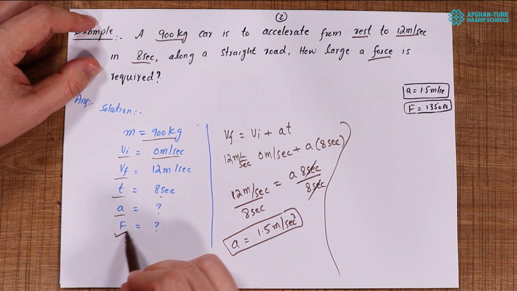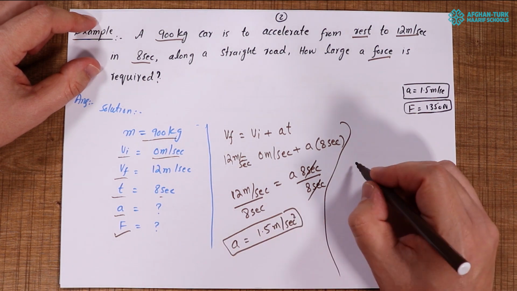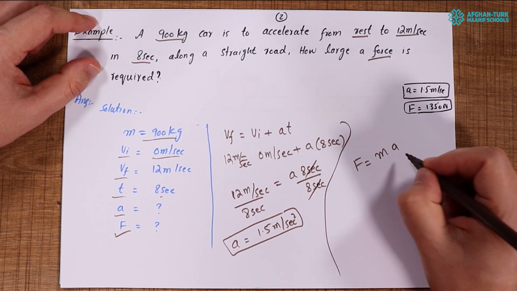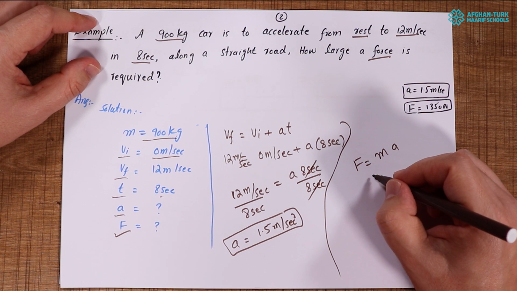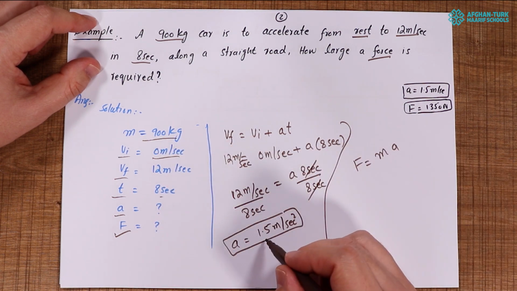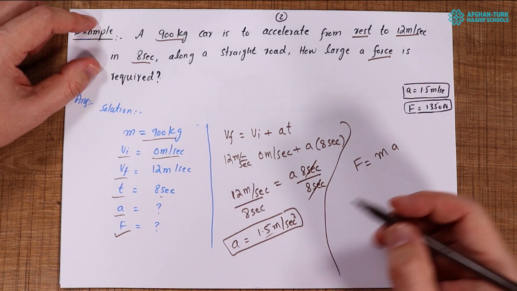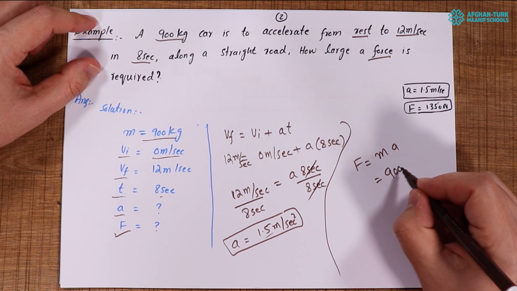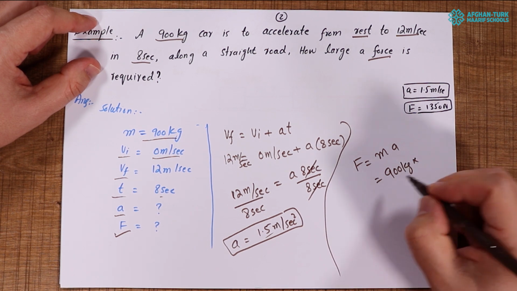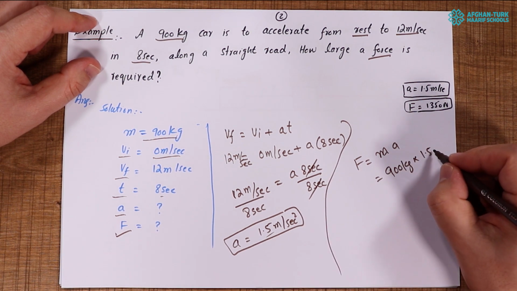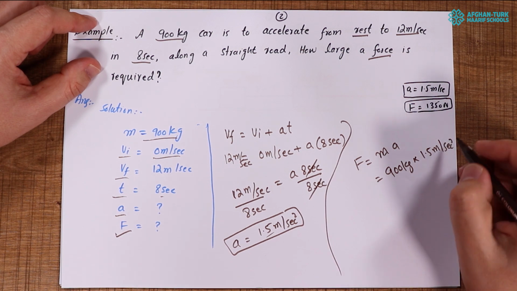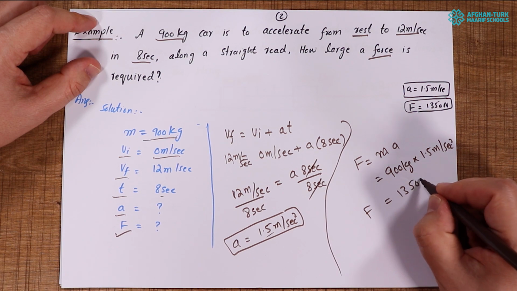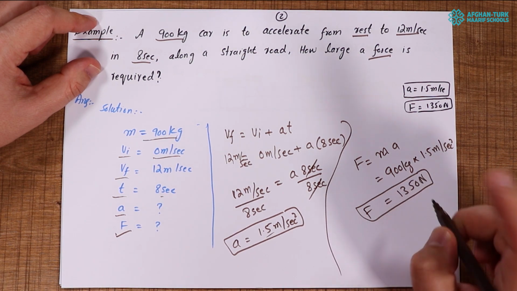Now the second part remains, so we will now find the force. From Newton's second law of motion, force is equal to ma. Mass is given as 900, and the acceleration we already found is 1.5. So if we put the values here, mass is 900 kilogram multiplied by acceleration 1.5 meter per second square, which is equal to 1350 newtons. So this is the required force.